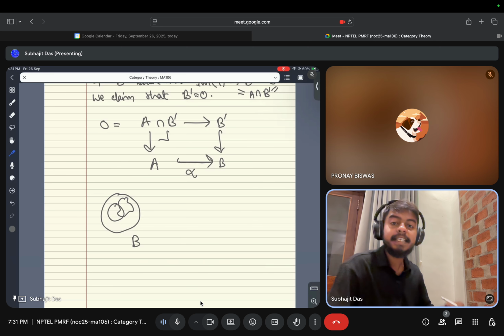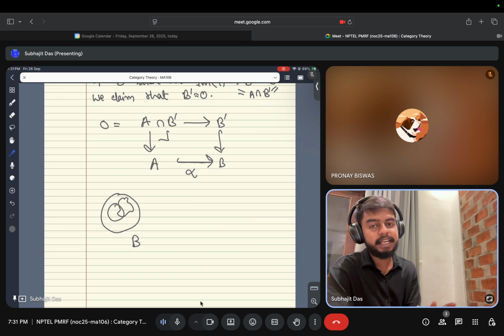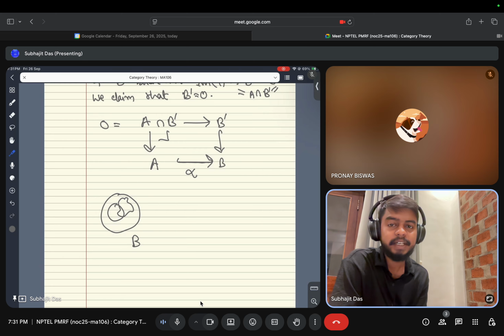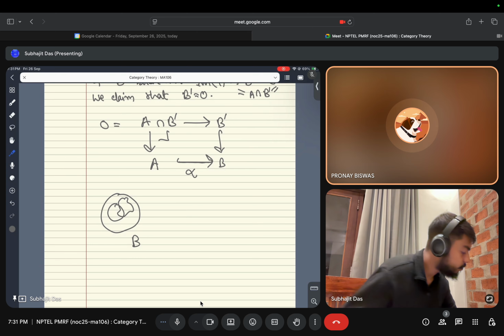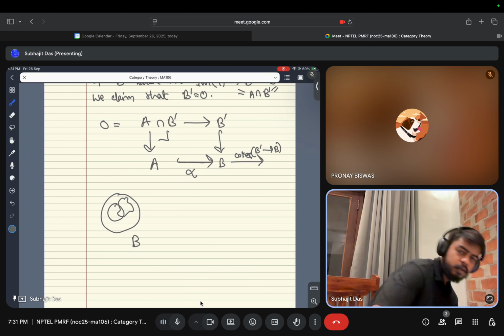So what I mean to say is, we can't take the co-kernel of alpha, we should take the co-kernel of something else. So first of all, let me come to the intuition behind this. What co-kernel should we take here? Yeah, from B prime to B, we can take this co-kernel. Take the co-kernel of B prime to B. So what is this co-kernel written as?